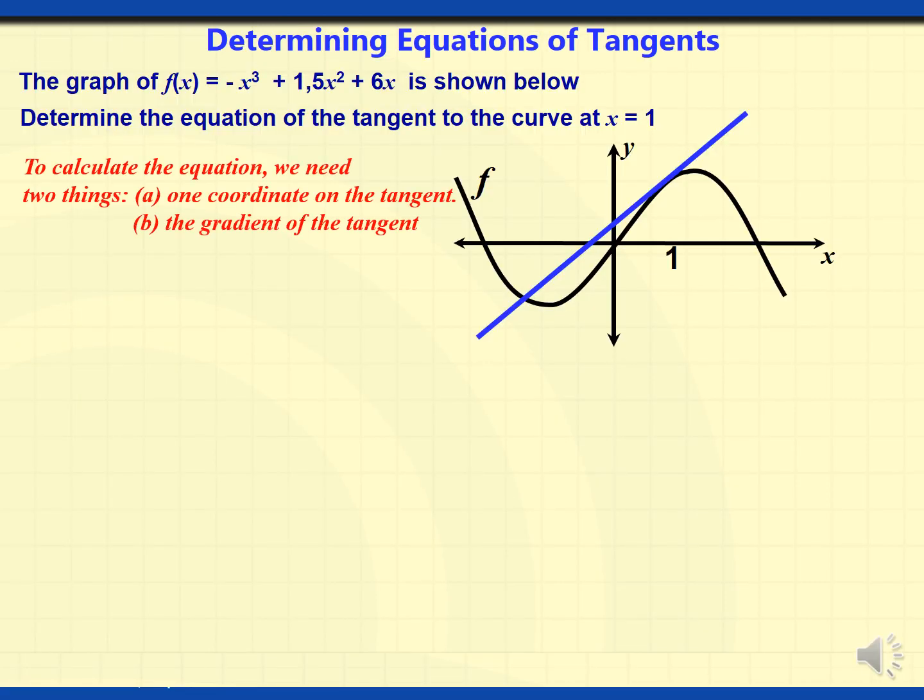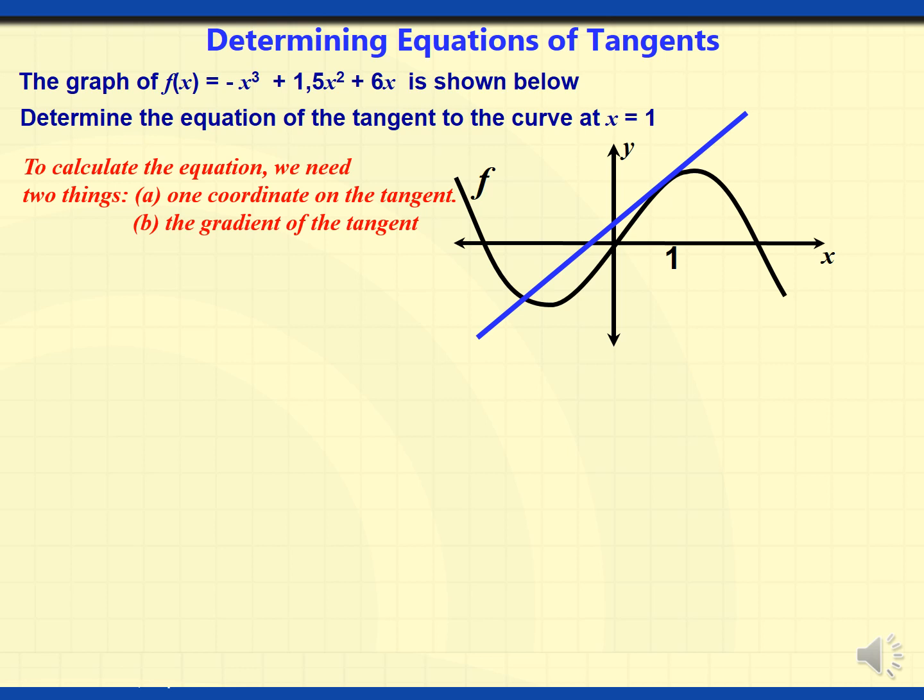So now let's have a look at one example quickly. The graph of f of x is equal to negative x cubed plus 1.5x squared plus 6x. The graph is shown below. Determine the equation of the tangent to the curve at x is equal to 1.